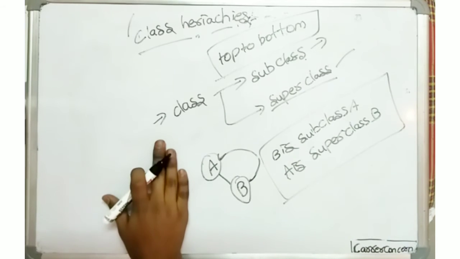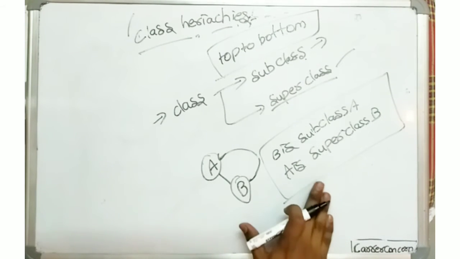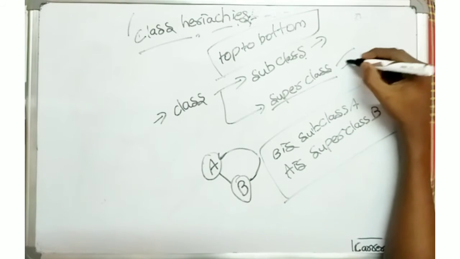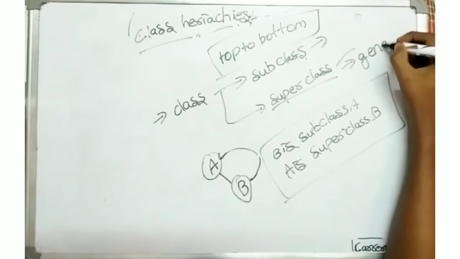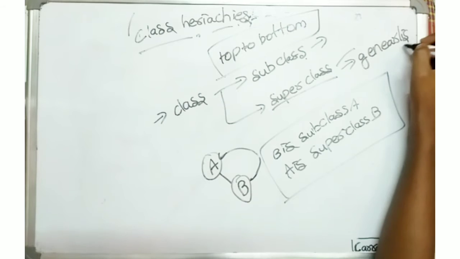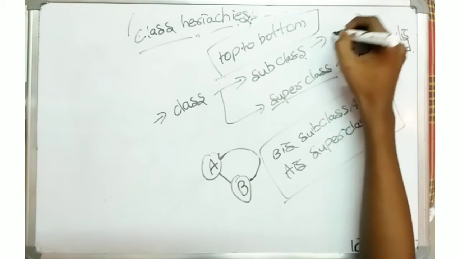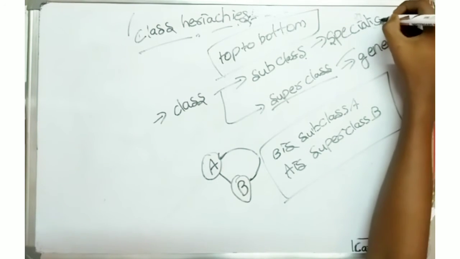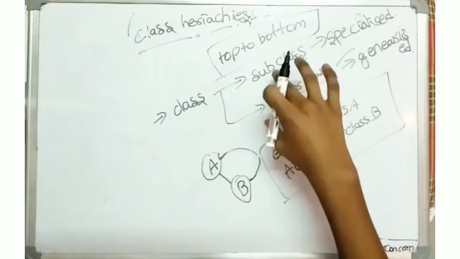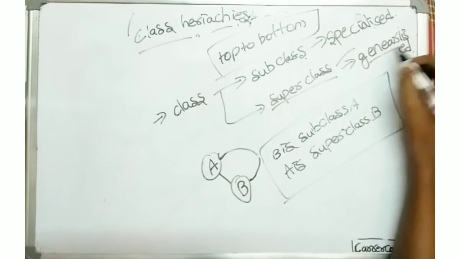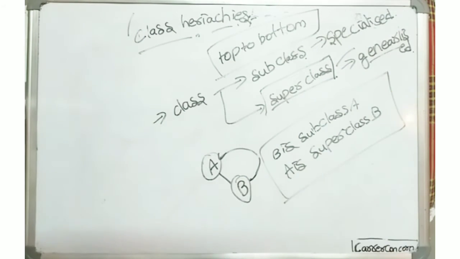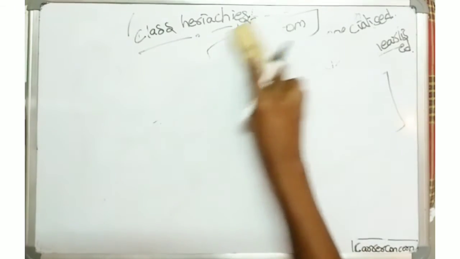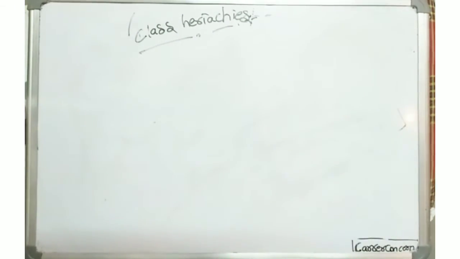This is the concept of class hierarchies, brief and clear. One more thing: a superclass is more generalized, with general features. Subclasses are more specialized. These two points differentiate the classes. A superclass has more general features, and a subclass has specialized features.